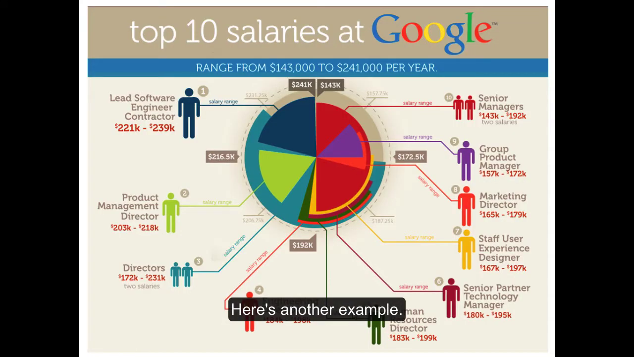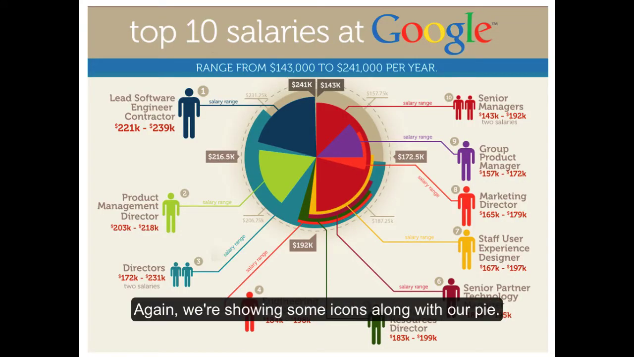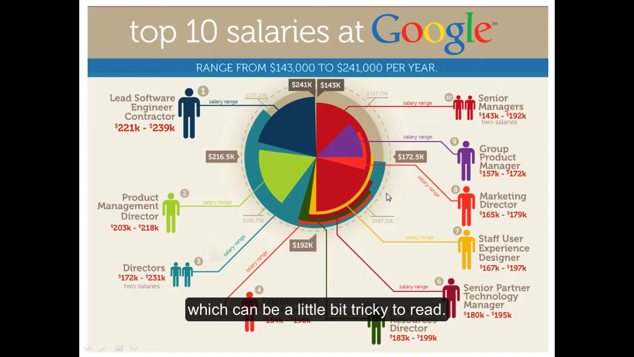Here's another example. Again, we're showing some icons along with our pie. Now this is pretty complex. There are multiple layers here, which can be a little bit tricky to read. So those people that are interested are going to go and read it. Those that aren't might back away a little bit.